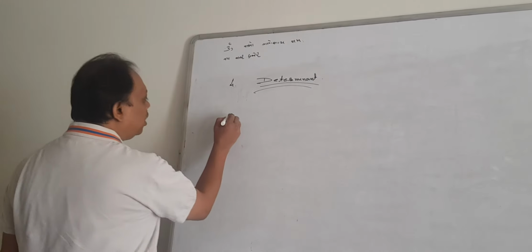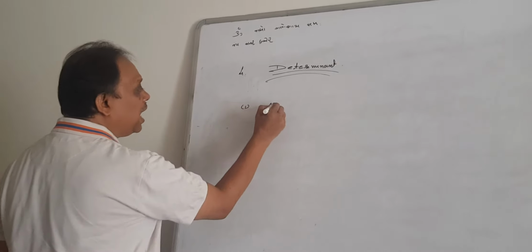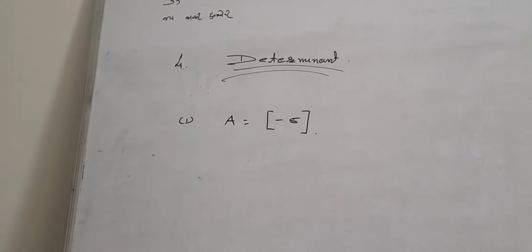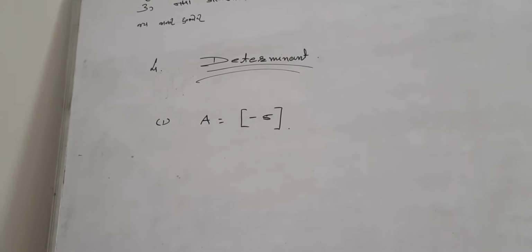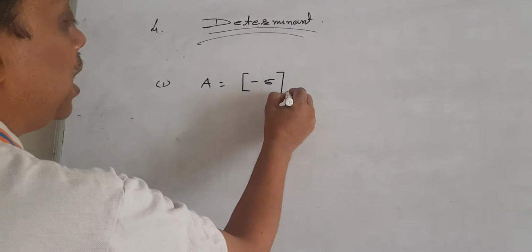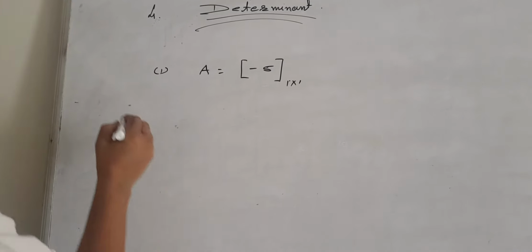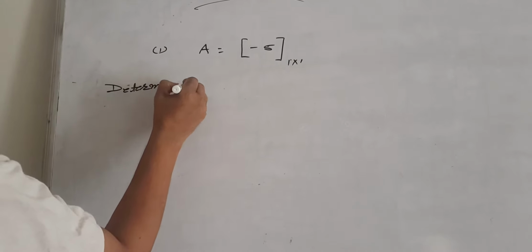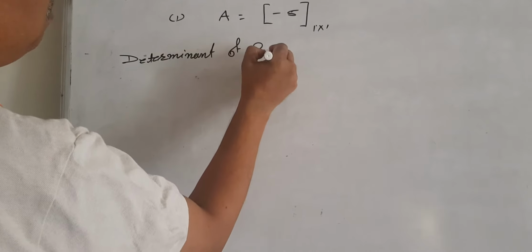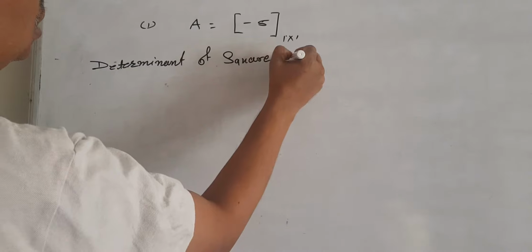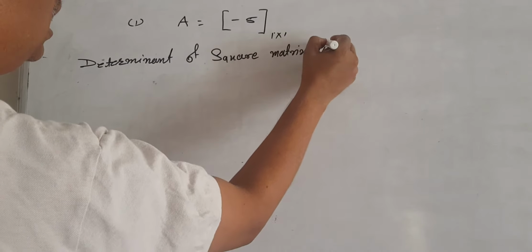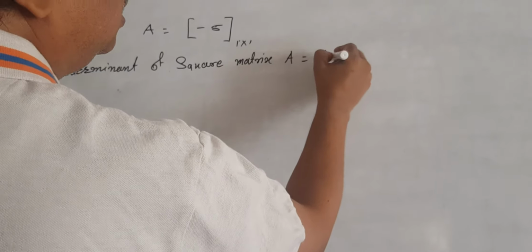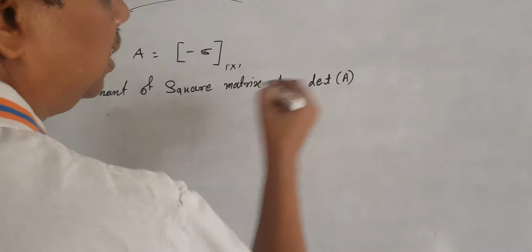Suppose A is any square matrix, say A is the matrix [minus 5] of order 1 by 1. Now the determinant of a square matrix A is denoted like this: det(A).